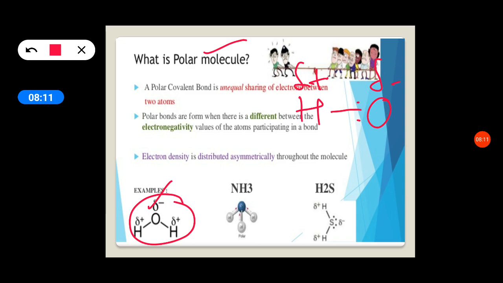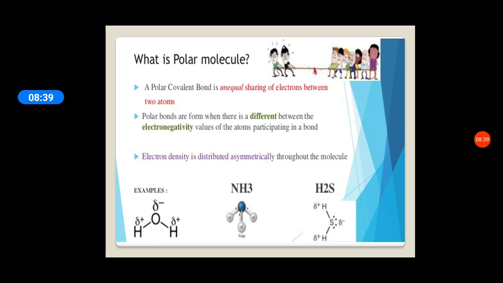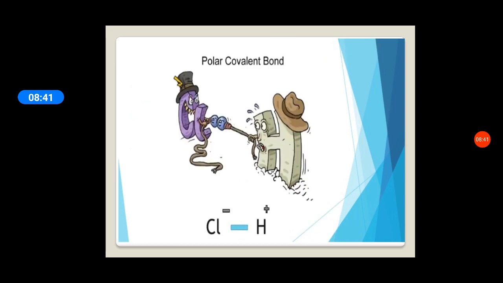For example, in NH3, nitrogen is more electronegative, and hydrogen is less electronegative. The shared pair of electrons is somewhat shifted towards the nitrogen, so that nitrogen acquires a small negative charge, and hydrogen acquires a small positive charge. Thus, this bond is called a polar bond, and the molecule is a polar molecule.